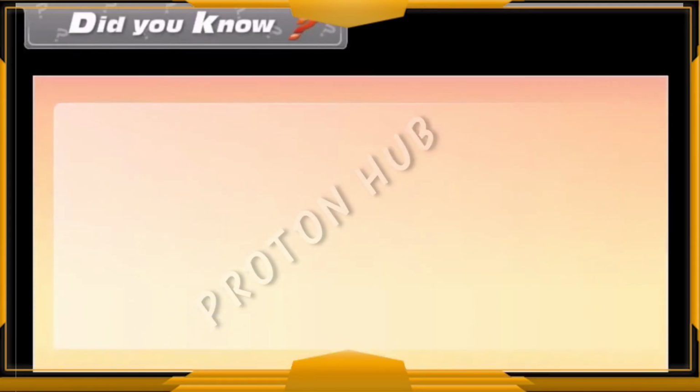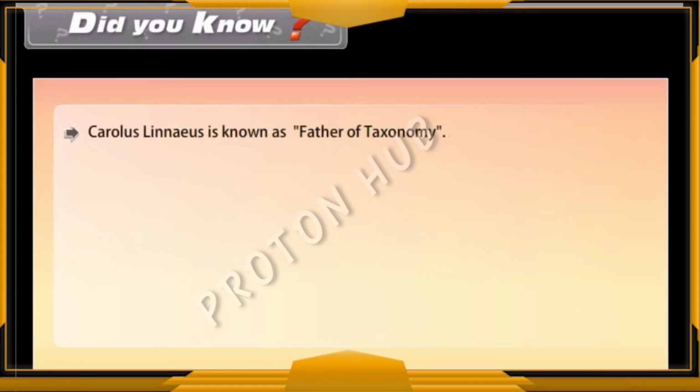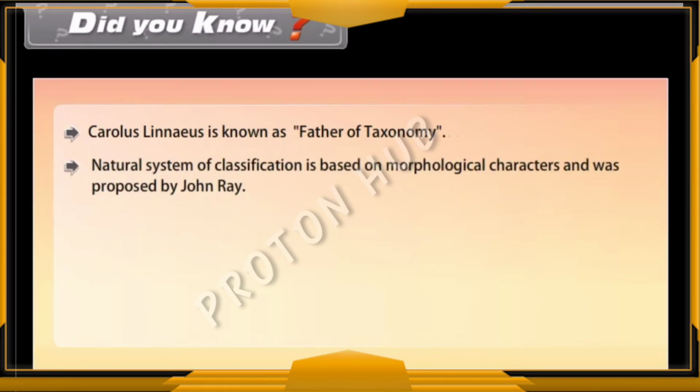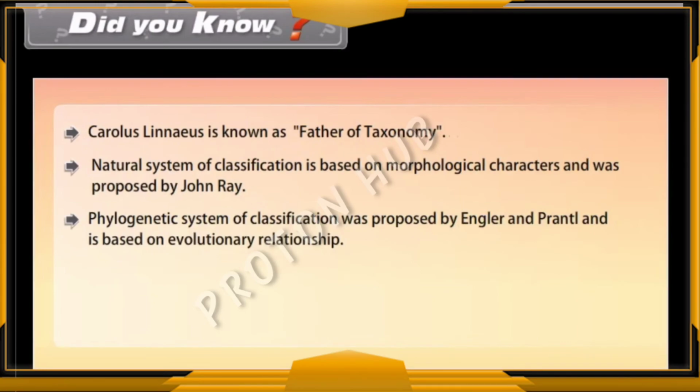Did you know? Carolus Linnaeus is known as the father of taxonomy. The natural system of classification is based on morphological characters and was proposed by John Ray. The phylogenetic system of classification was proposed by Engler and Prantl and is based on evolutionary relationship.